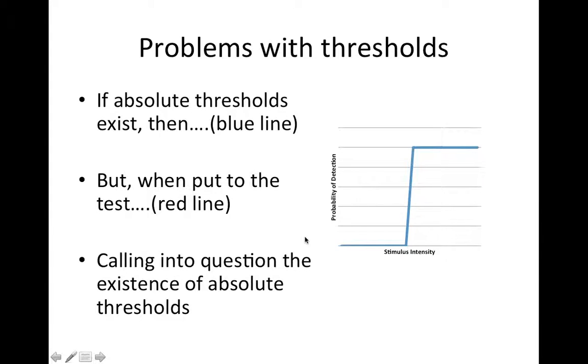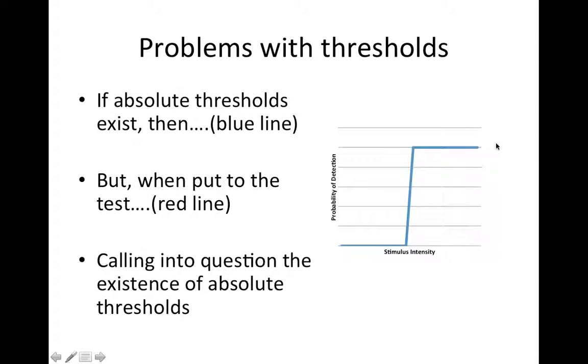One of the problems that emerged was that if they exist, there are some implications of that. If there is a threshold, then as stimulus intensity increases, you'll see no probability of detection. But once we hit the threshold value, we'll go from no detection to absolute, or 100%, detection. So the implication of absolute thresholds was a detection function that looked much like this. No, I don't see it, I don't see it. Oh yes, I see it, I see it.